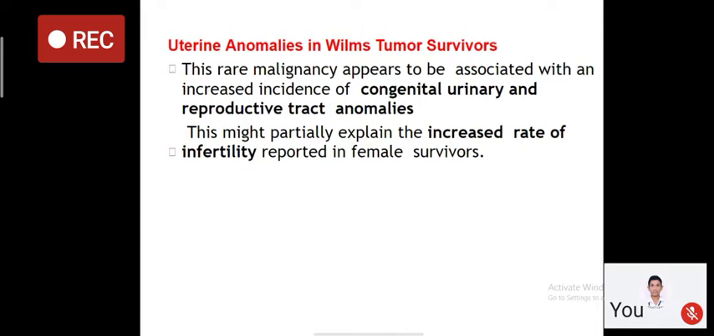Uterine anomalies in Wilms tumor survivors, because these patients were followed up in a study. This rare malignancy appears to be associated with an increased incidence of congenital urinary and reproductive tract anomalies. This might partially explain the increased rate of infertility reported in female survivors, because some uterine anomalies are associated with subfertility, and there is increased frequency of their reporting in an infertility clinic.